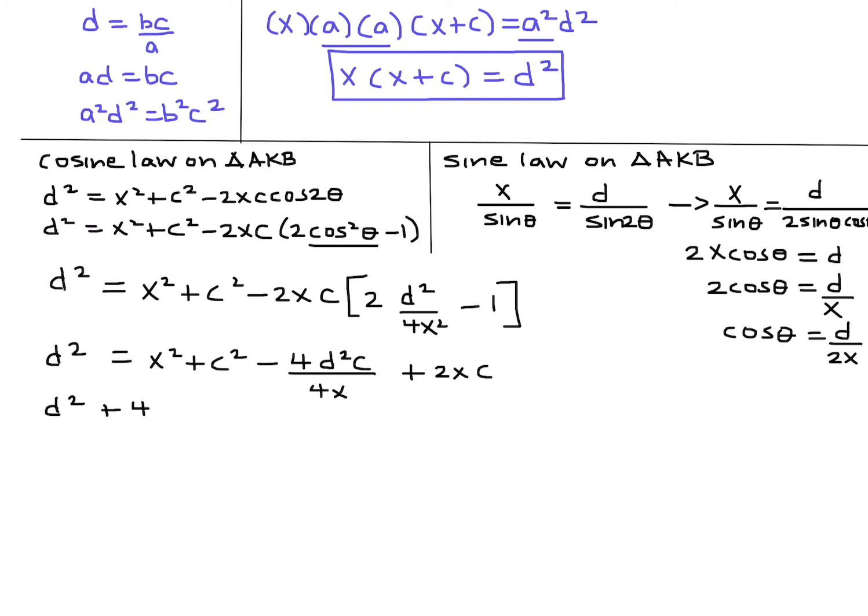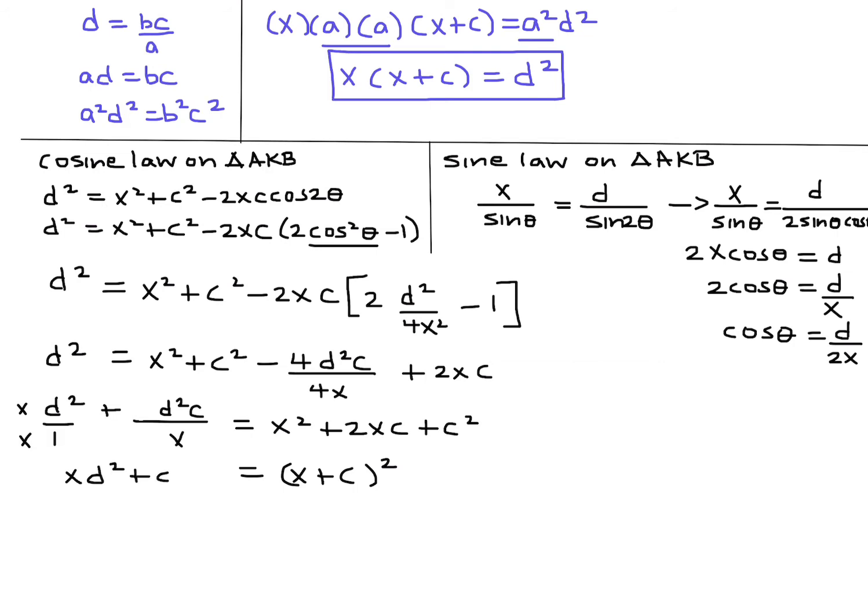So let's bring that over to the other side. D squared plus 4d squared c over 4x, like this. And, of course, the 4's cancel. So we don't need those 4's, top and bottom, those will cancel. And on this side, we will have just x squared plus 2xc plus c squared. This side can be factored perfectly, x plus c squared, like that. And this side is, I guess if I want to add the fraction, multiply top and bottom by x, I'll get x d squared plus d squared c over x, like this.